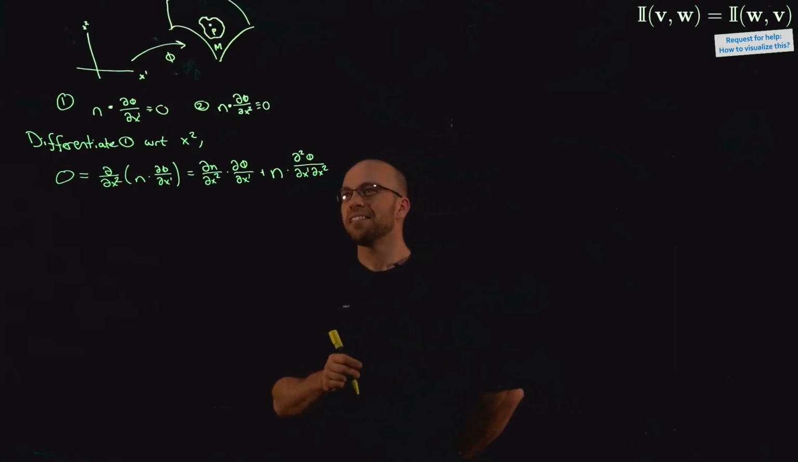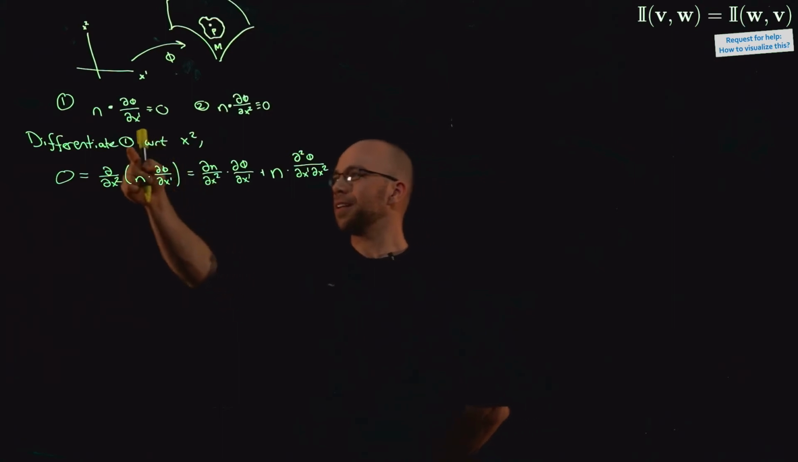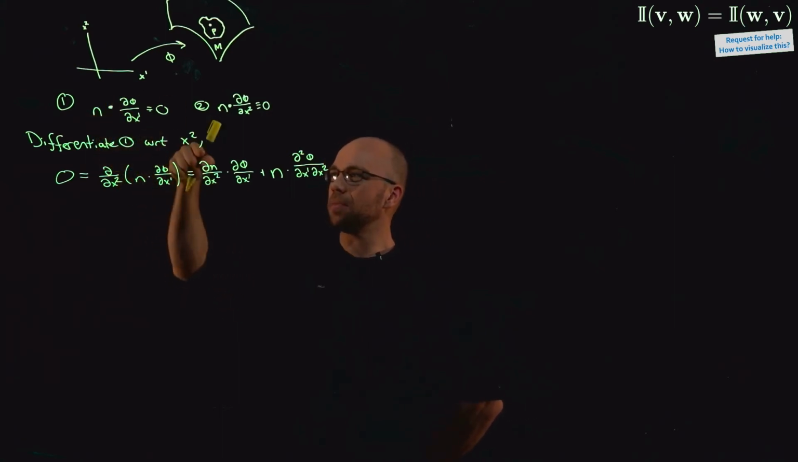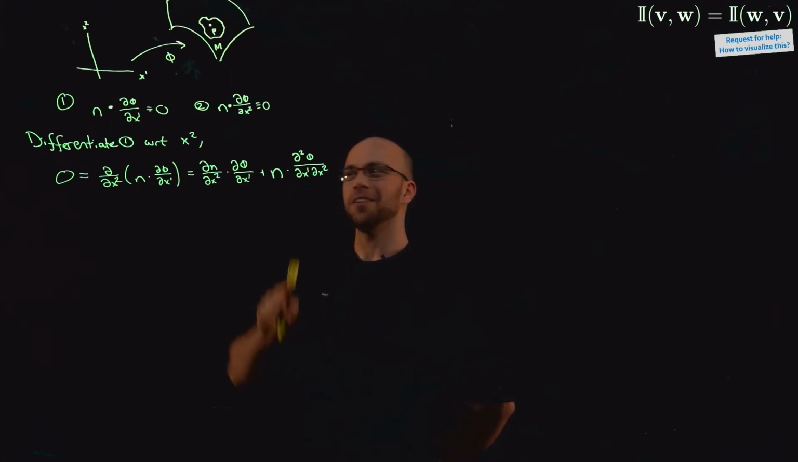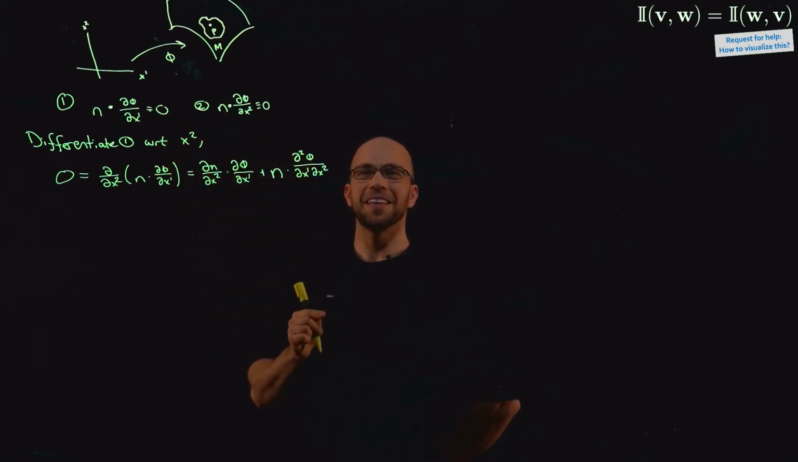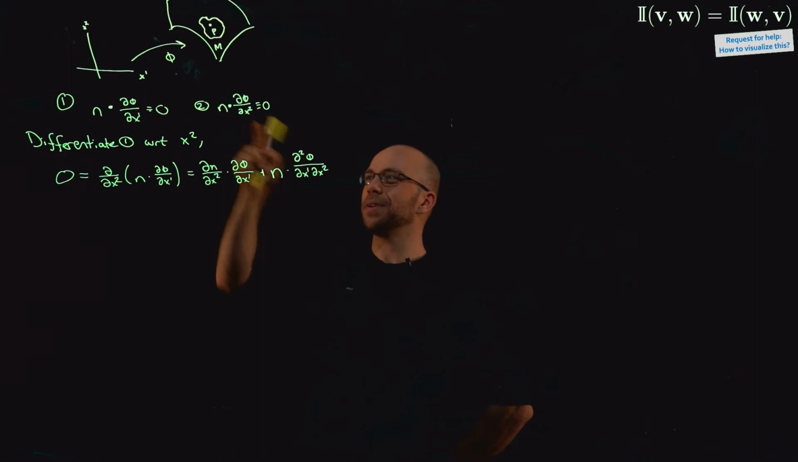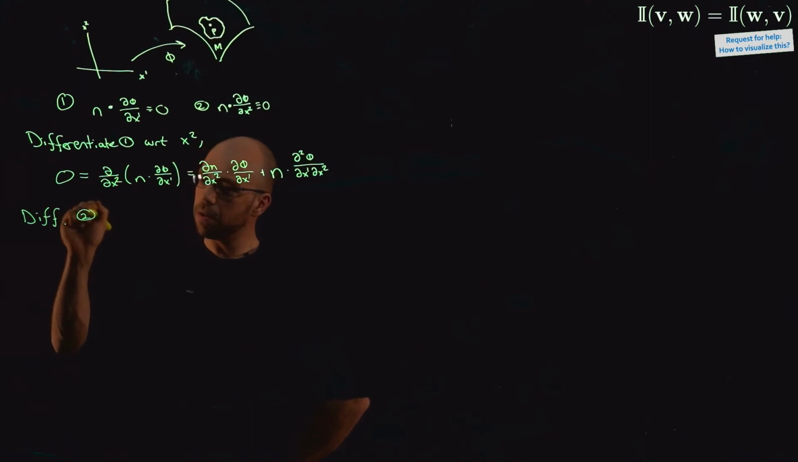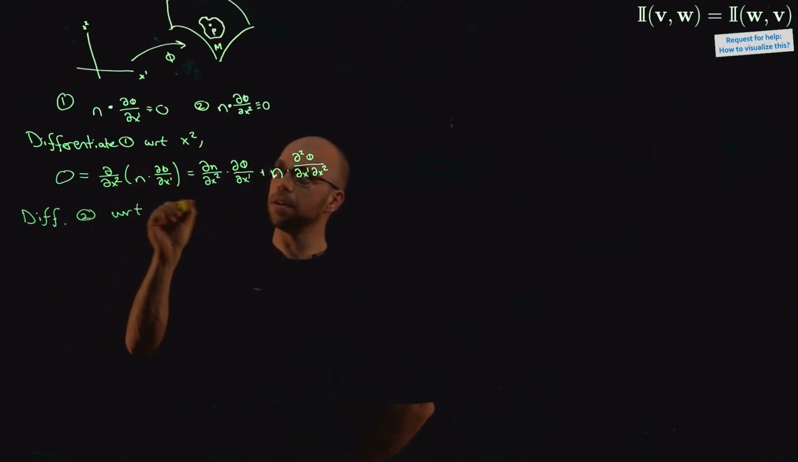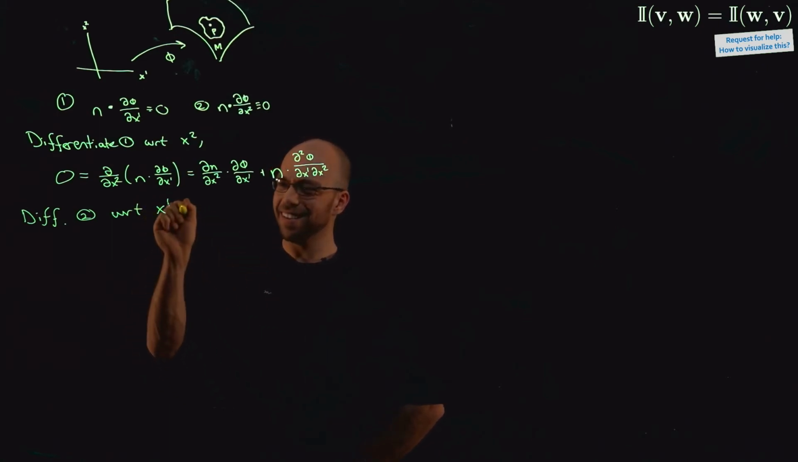Okay, so we differentiated formula 1 here with respect to x2. What do you think the next thing is going to be? Well, I wrote both of these expressions here. One thing we could do is differentiate 2 with respect to x1. So we'll say differentiate 2 with respect to x1. It's supposed to be 1 and not an exclamation point.